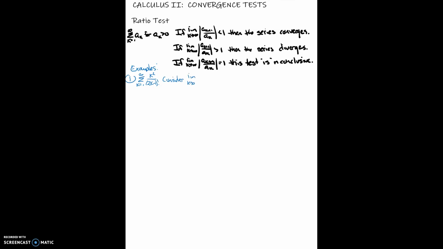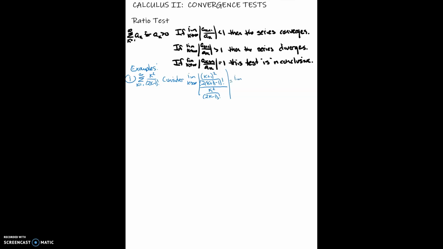as k goes to infinity of, in the numerator we're going to look at the k plus 1 term, so anywhere there's a k, I'm going to write k plus 1. So we have (k plus 1) quantity squared over (2 times (k plus 1) minus 1) quantity factorial. In the denominator, I leave the terms as is, k squared over (2k minus 1) factorial.